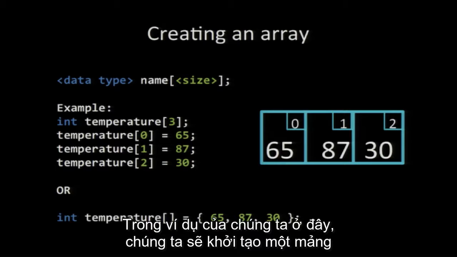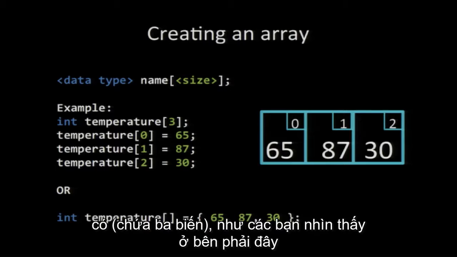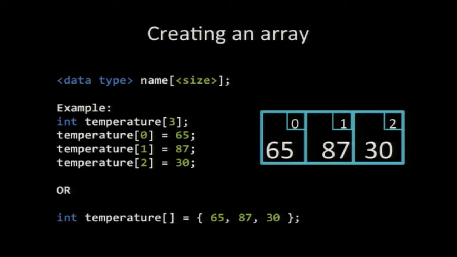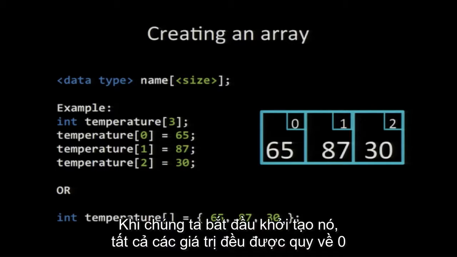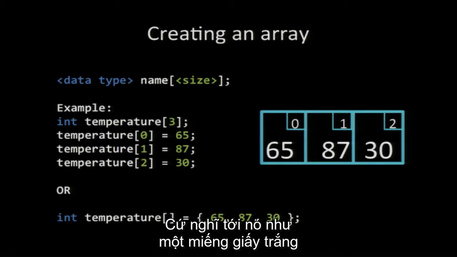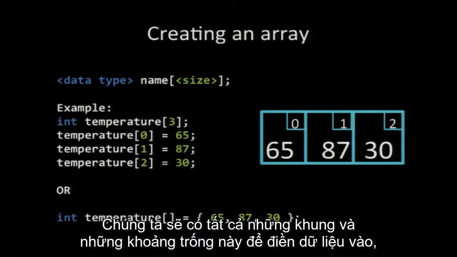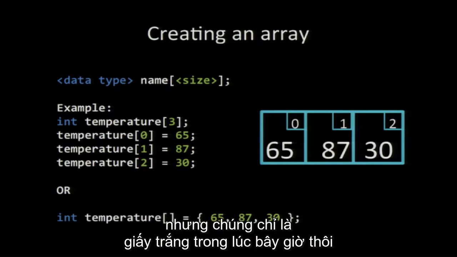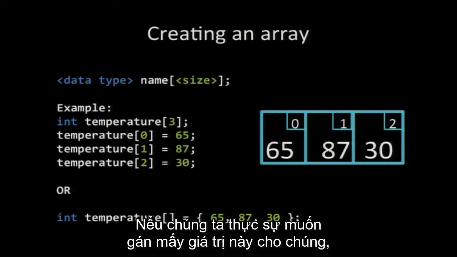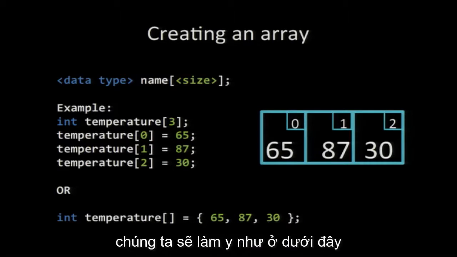So in our example here, we're creating an array of size 3, which you guys see right here on the right. When we first initialize it, everything is set to 0. So it's just kind of thought of as a blank slate. We have all these boxes we can put our data into, but they're just blank for the time being.